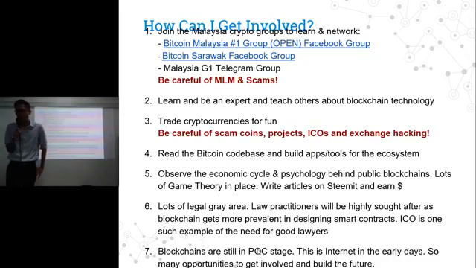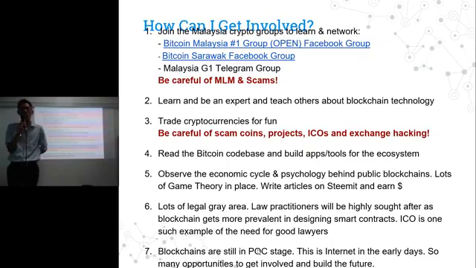Otherwise, you can also learn and become an expert and teach others about blockchain technology. Trade cryptocurrencies for fun, but be careful of scam coins, ICOs, pump and dumps, and exchange hackings. If you're a computer programmer or computer science grad, read the Bitcoin code base, read the white paper, and there's a lot of tools and apps that you can build.